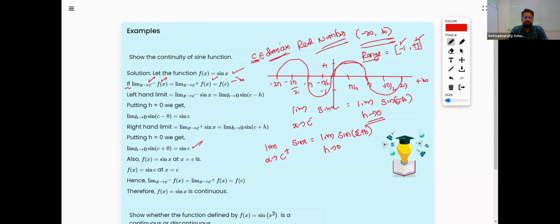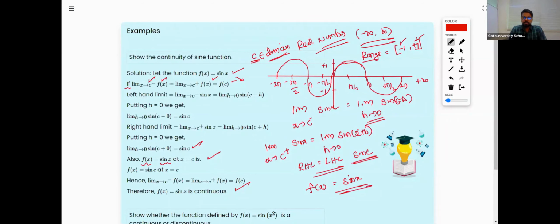That is the reason f of x equals sine x exists at c. That means the function is first defined there at that point, right? And the left hand limit as well as the right hand limit are both equal to sine c, right? So that is the reason the curve is continuous, and the function is also continuous throughout its range.